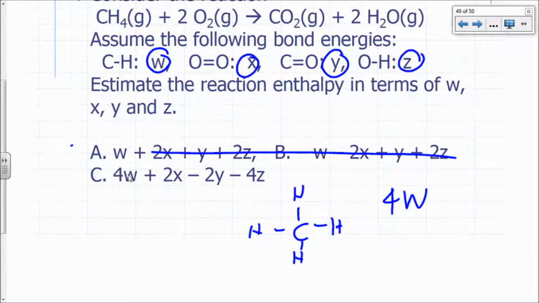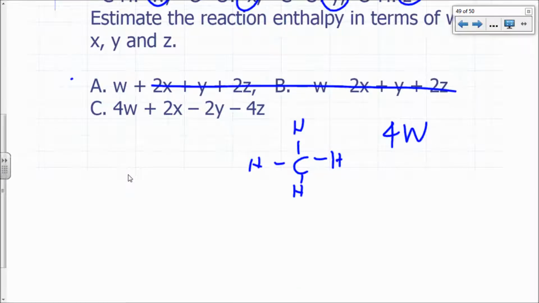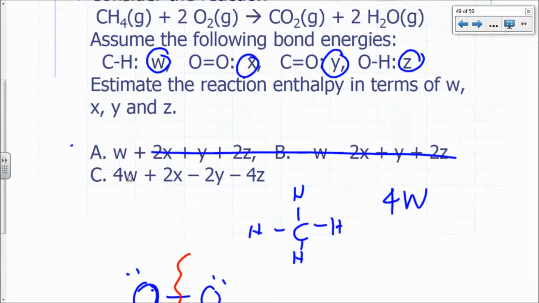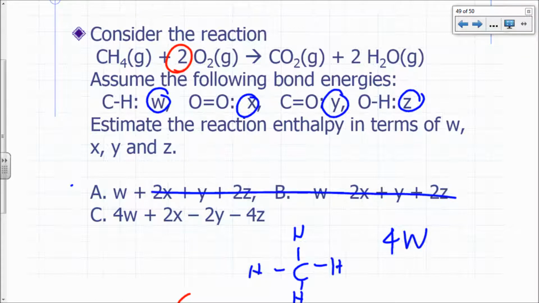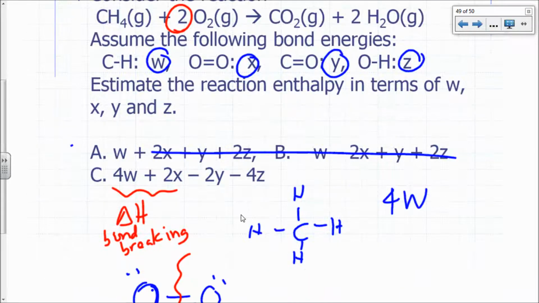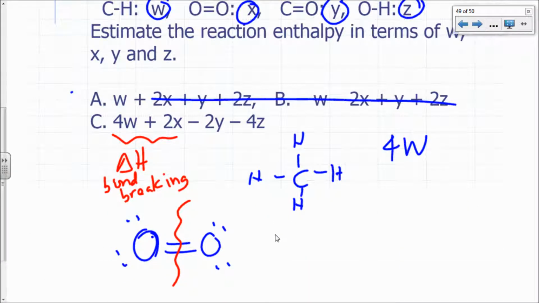Oxygen. How many oxygen bonds would you have to break? What's the Lewis structure for O2? So that's 1 oxygen-oxygen double bond, and you have 2 of those. So you're going to need 2X, right? So this is the delta H for bond breaking. Okay, what would be the delta H for bond formation?